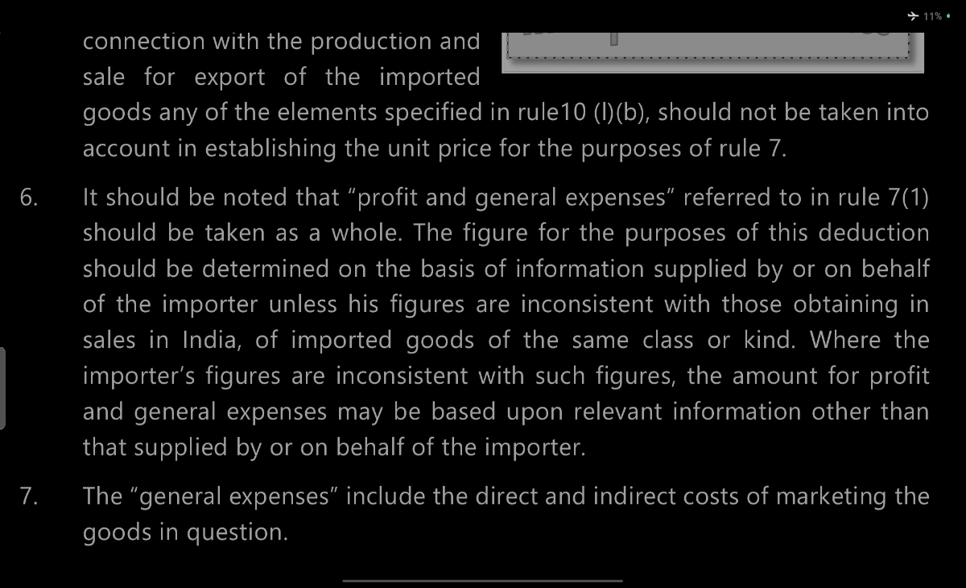It should be noted that the profit and general expenses referred to in Rule 7(1) should be taken as a whole. The figures for the purpose of deduction should be determined on the basis of information supplied by or on behalf of the importer, unless the figures are inconsistent with those obtained from sales in India of imported goods of the same class or kind.